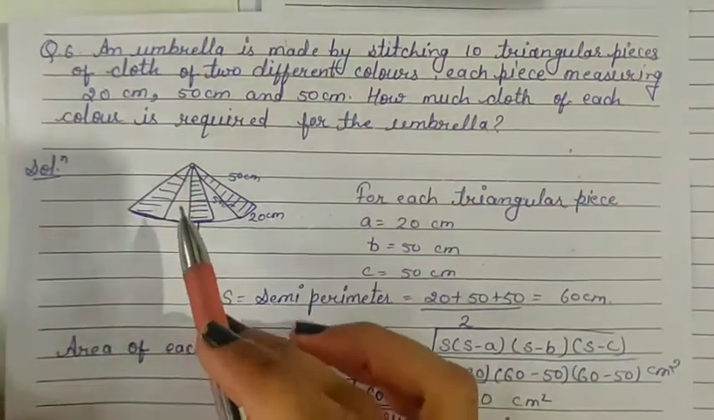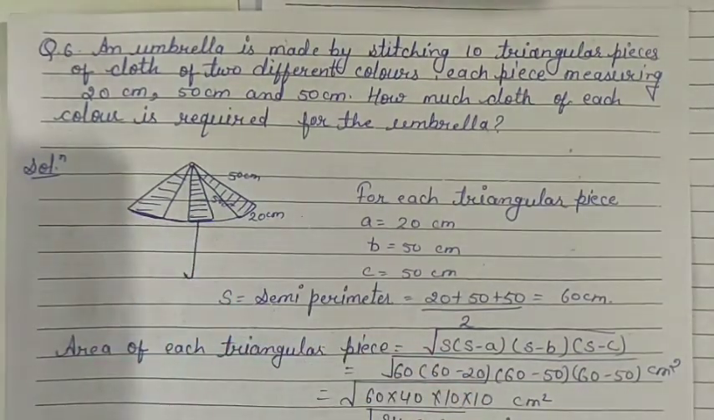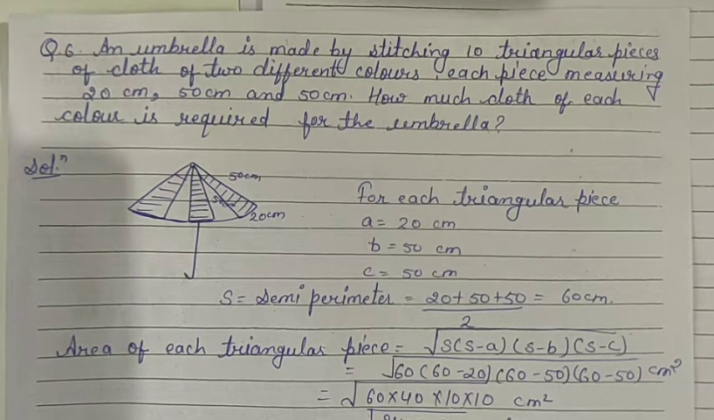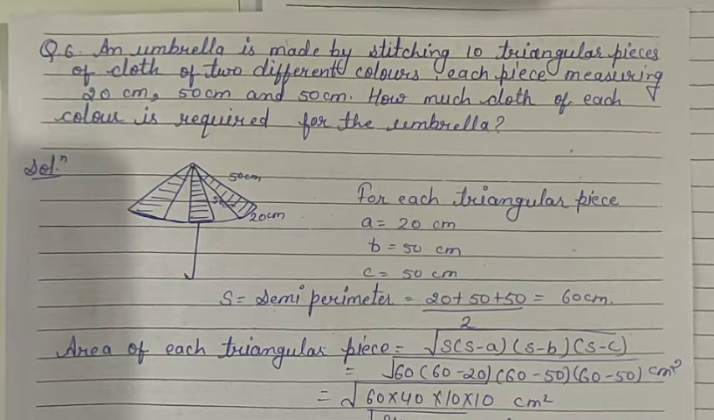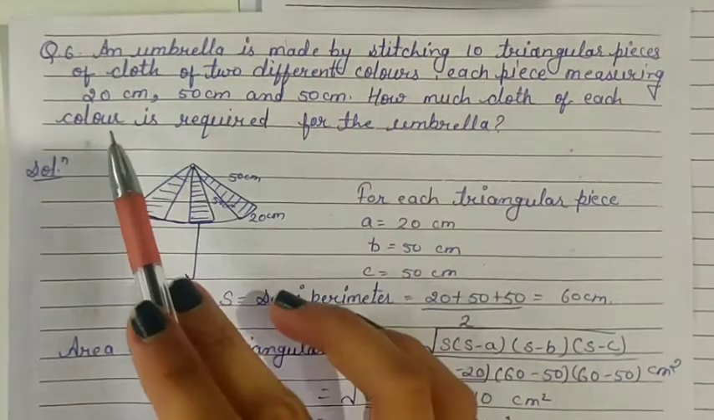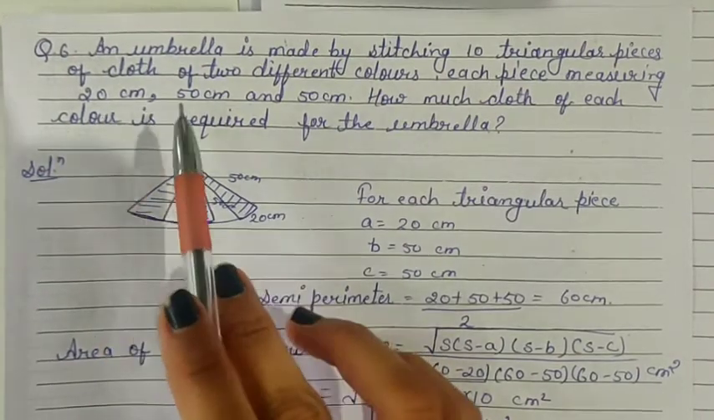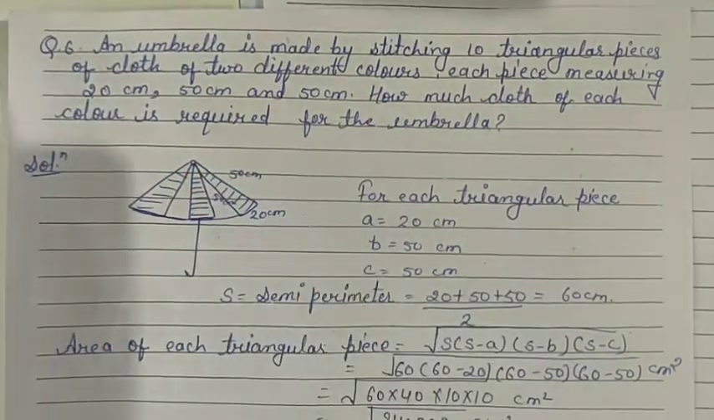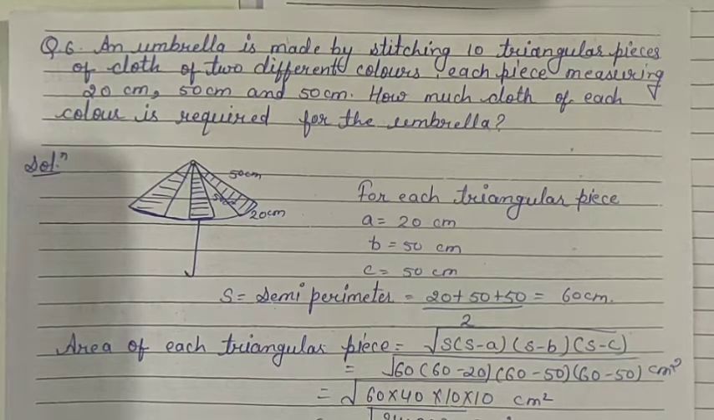Students, in the question it is given that an umbrella is made by 10 triangular pieces of cloth of two different colors. It means 5 triangular pieces are of one color and 5 triangular pieces are of the other color. Each triangular piece measures 20 centimeter, 50 centimeter and 50 centimeter, and we have to find how much cloth of each color is required for the umbrella.